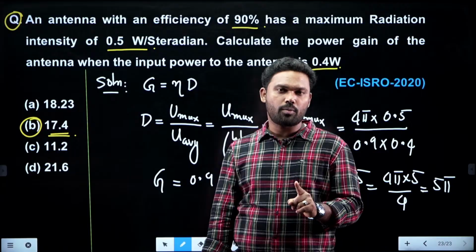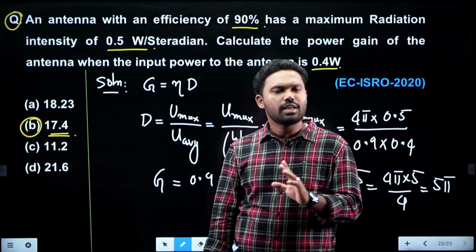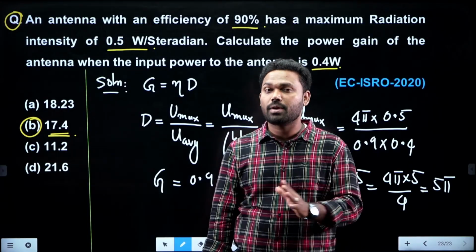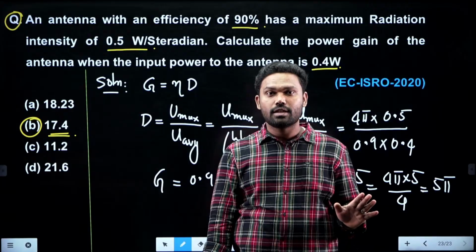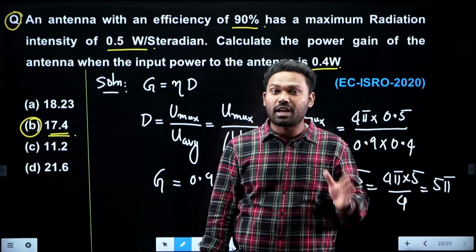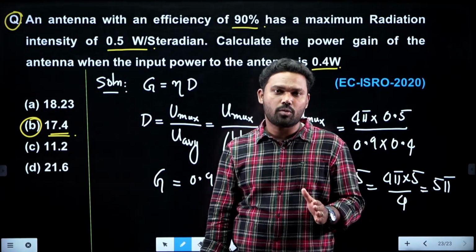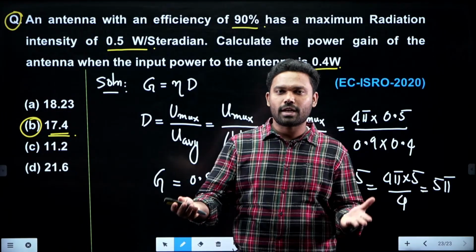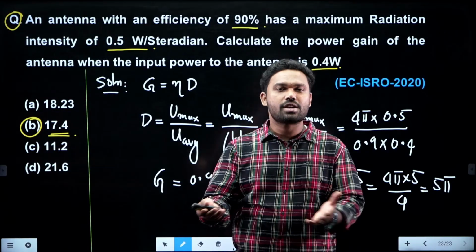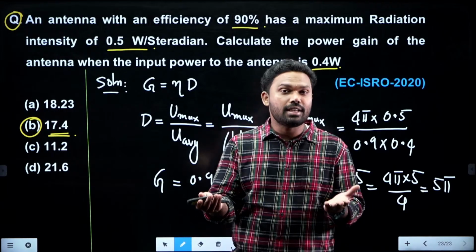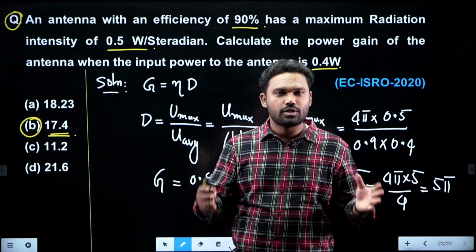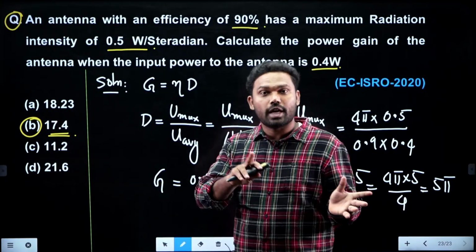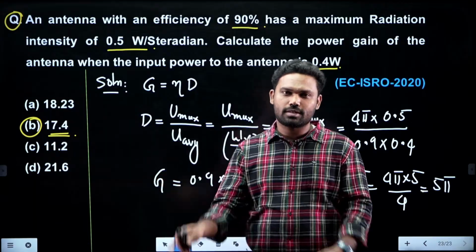And remember one more point, ISRO is the organization conducting the paper, their intentions and objectives are very clear, and that reflects in their question paper. Obviously they are using wireless communication, microwave communication, radar technology, antennas. So the questions will be inclined towards those topics.